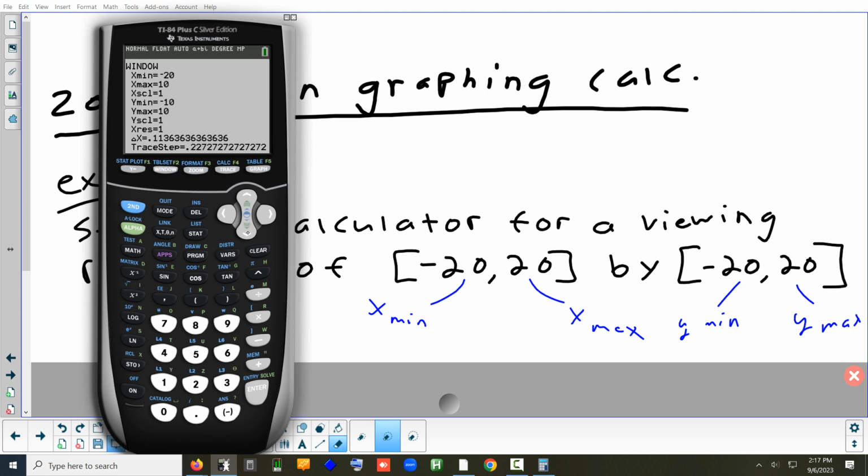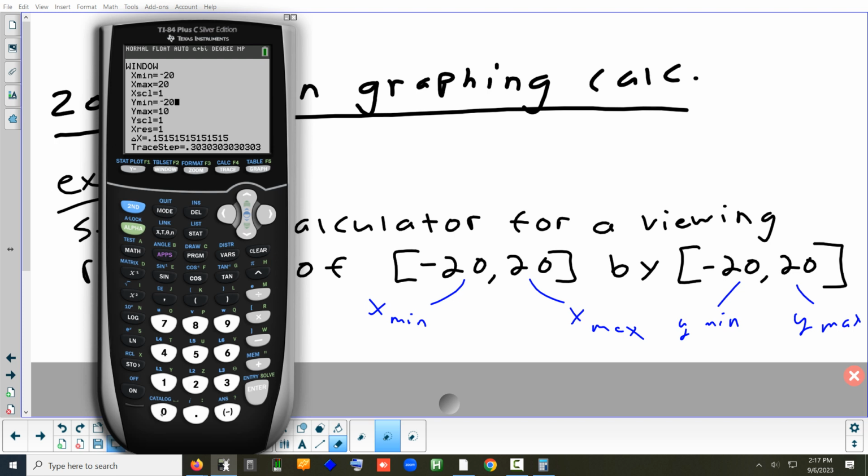For x max, it says to put in positive 20. So you just type it in, and then you just hit enter. Don't worry about the XSCL. It stands for X scale. I'll tell you what that is in a minute. It's not really that important.